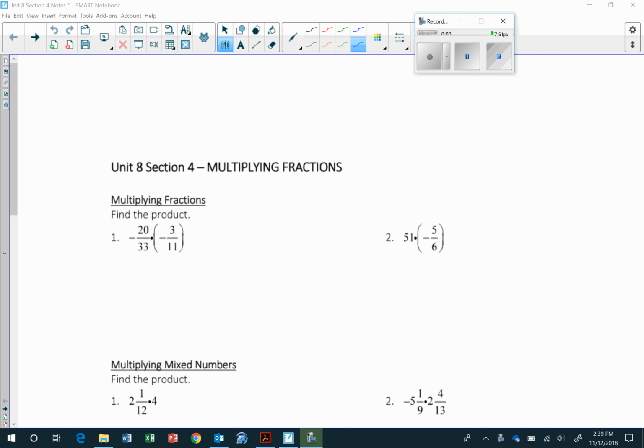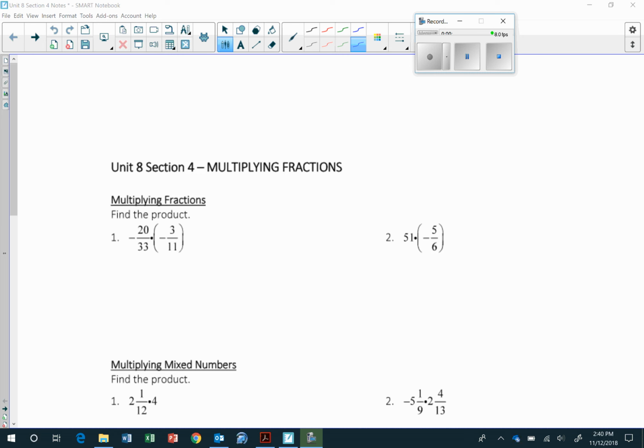One thing you need to remember when you multiply and divide fractions, you do not need a common denominator. So you can just multiply the numerators and multiply the denominators. What we're going to look at, though, are ways to simplify first before you actually multiply, just to make your life a little bit easier.